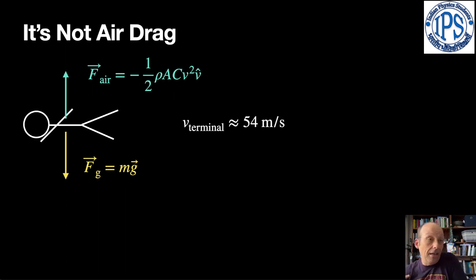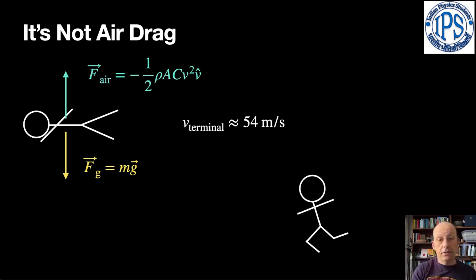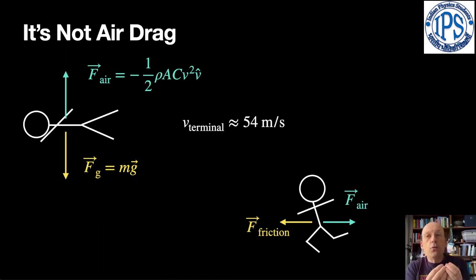Now, if you're running and you have air resistance, at a constant speed you could say there's a backwards pushing air force and a forwards pushing friction force. We could calculate the friction force depending on the coefficient. The shape of a human running is different than the shape of a skydiver, but we're in the same ballpark there. It just seems like you would be able to run a lot faster if it was air resistance, right? Because free fall is 54 meters per second.